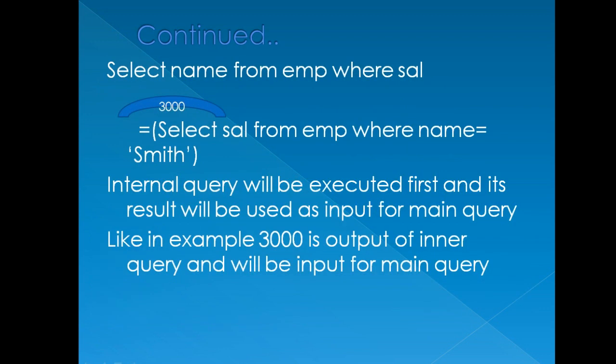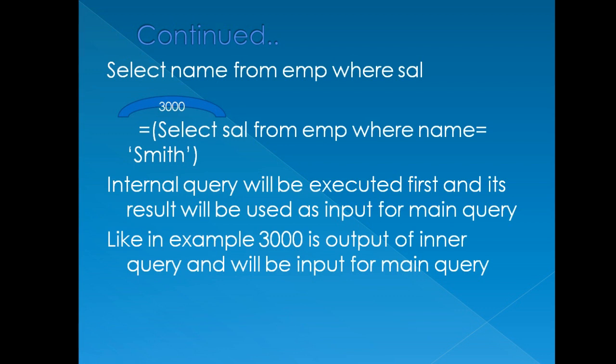So how do we write it? First I have to write select salary from table name where name is equal to Smith. It will give me Smith's salary as output. And my external query will be, because I want to see the name of that person, select name from table name where salary is equal to. So instead of writing any value, I'm writing a subquery.